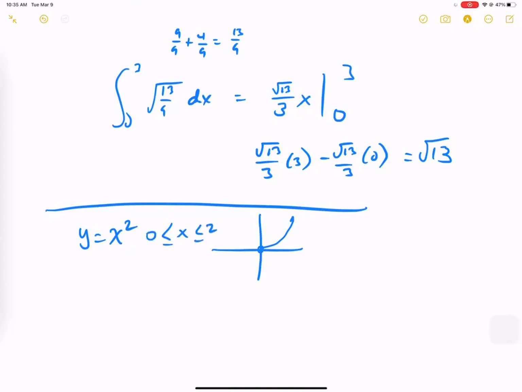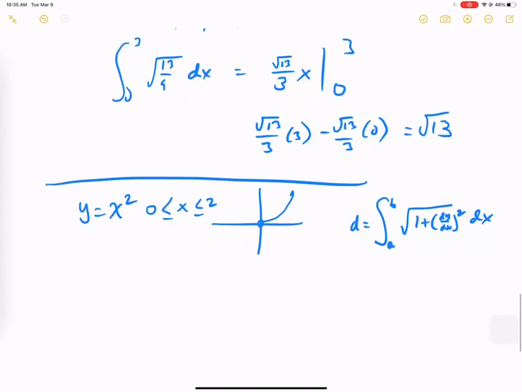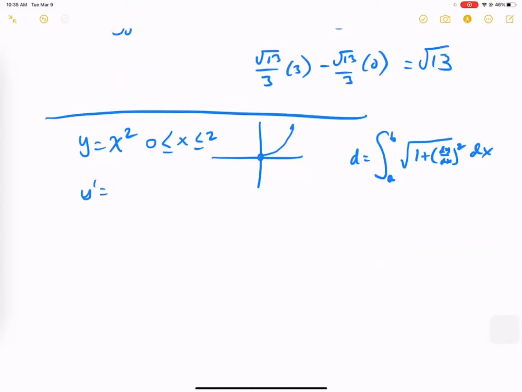Okay, so this is the formula you need to remember. The distance formula for us, the length of a curve between a and b, is the integral of the square root of 1 plus dy over dx, or you can just say y prime, squared, dx. It's very similar to our Pythagorean theorem. So let's set up: y prime is 2x, our a is 0, our b is 2.